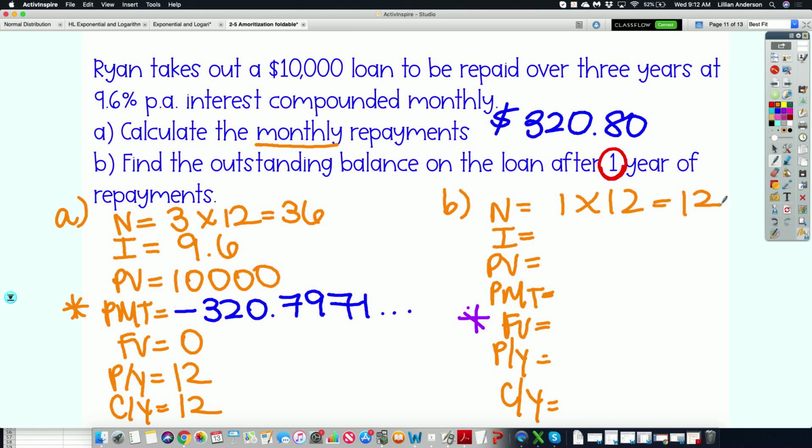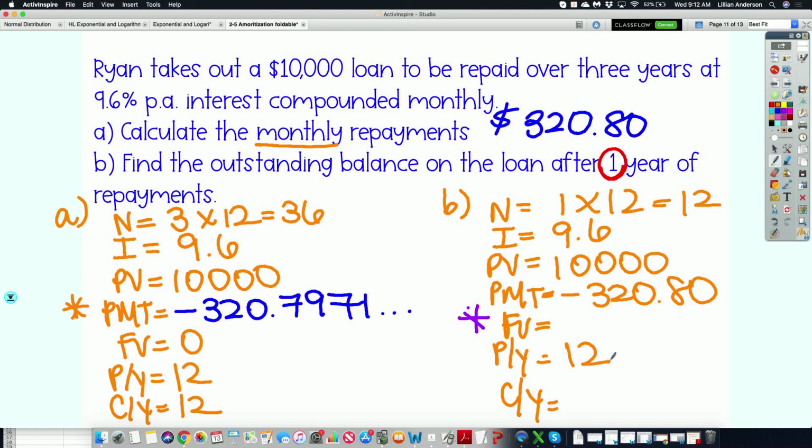Interest rate hasn't changed. Neither is my initial amount that I borrowed. But I do know my payments. Would you put the rounded positive answer? You'll put not the positive answer, but the negative rounded answer. Because remember, when you plug in your payments, that's how much is coming out of your pocket, so it needs to go in as a negative number. FV is what we're solving for, and what's PY? 12 and 12.